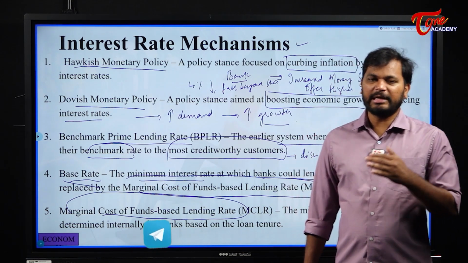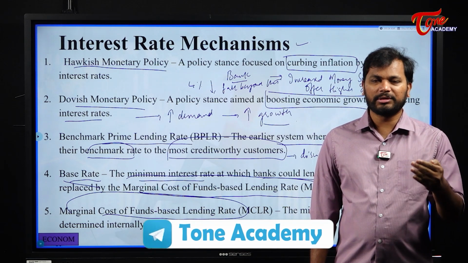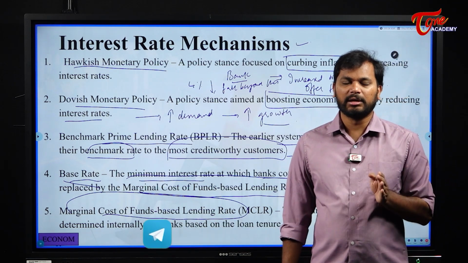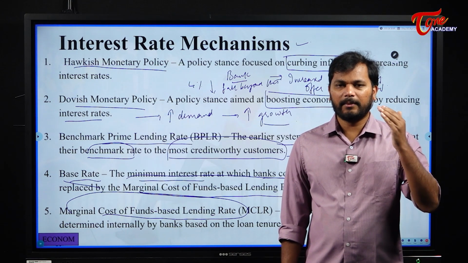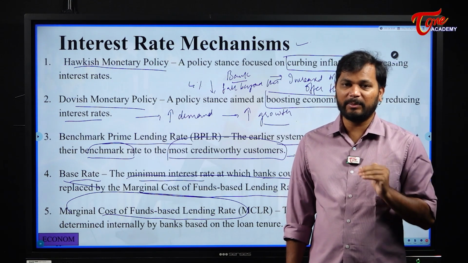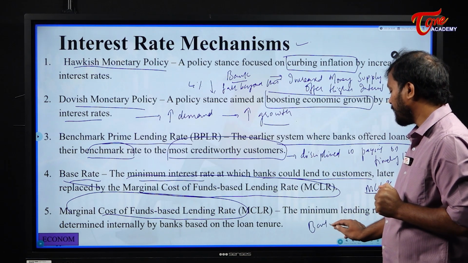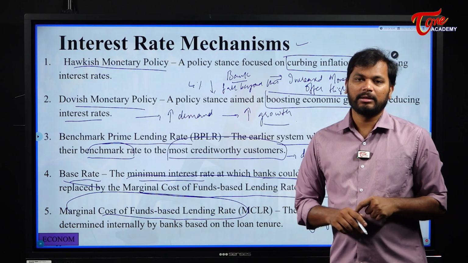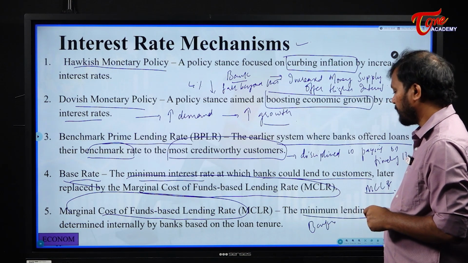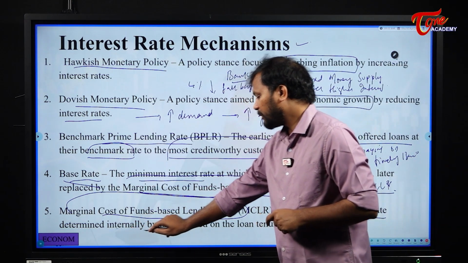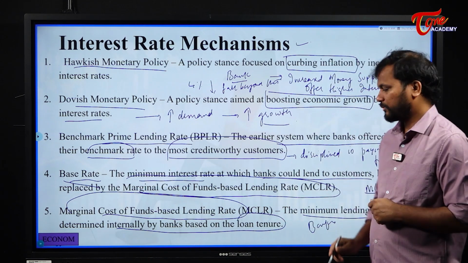Now it is based on the loan tenure of the particular loan that is given to any particular person or entity. The minimum lending rate will be decided by the banks. It is not decided by the RBI, but by the banks. Banks individually decide the minimum lending rate based on the loan tenure. Clear?